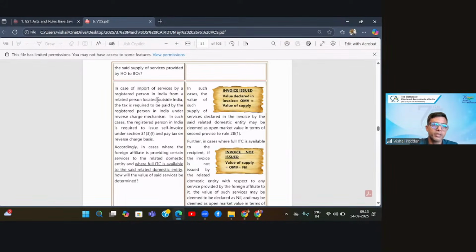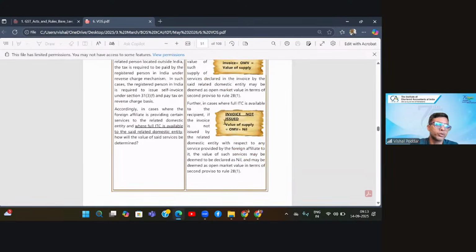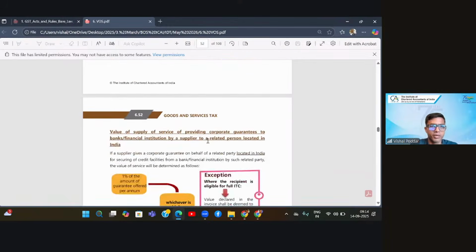Then the next part is where one is outside India, one is inside India. Where it is export of service, no challenge, there will be no GST. Where it is import of service, the same logic applies. If the importer, that is the branch in India receiving the service from the head office outside India, is eligible for full ITC, whatever value is declared on the invoice is accepted, and even no invoice issued is accepted. So this part is the same.